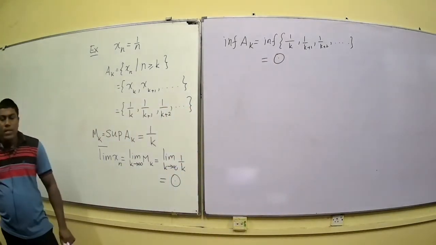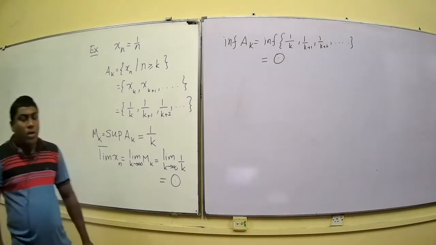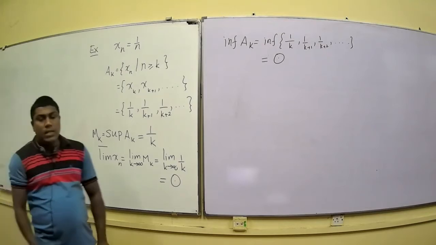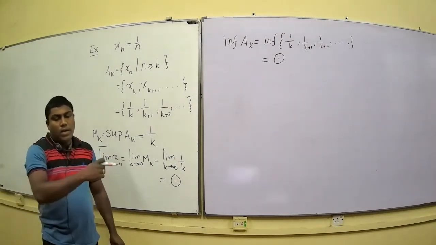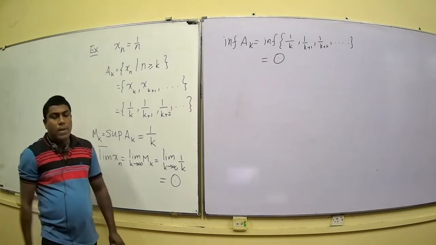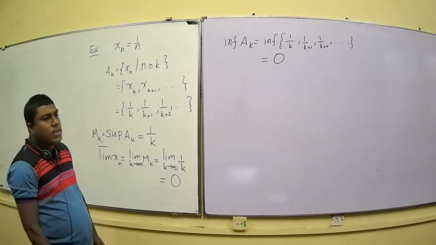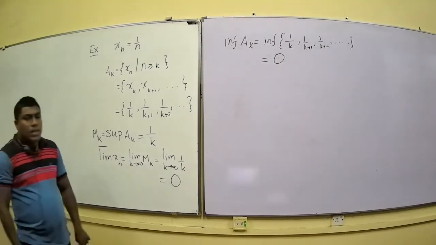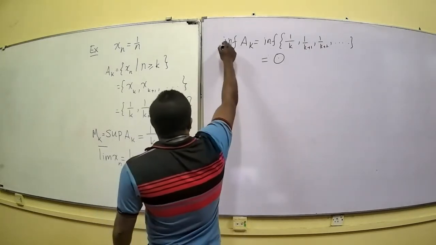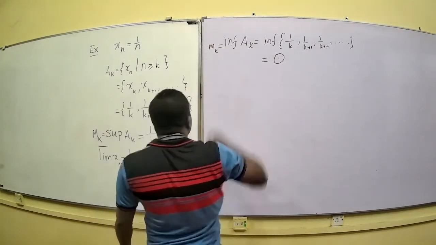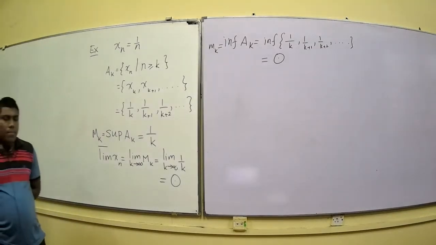Right? The infimum of this set will be 0 because any element bigger than 0 will automatically come inside the set. If you take any element bigger than 0, you can find at least one element between 0 and that number. That's how the set is defined. So you can see that the infimum is 0, and according to our notation we use a small m_k to denote the infimum of the set.